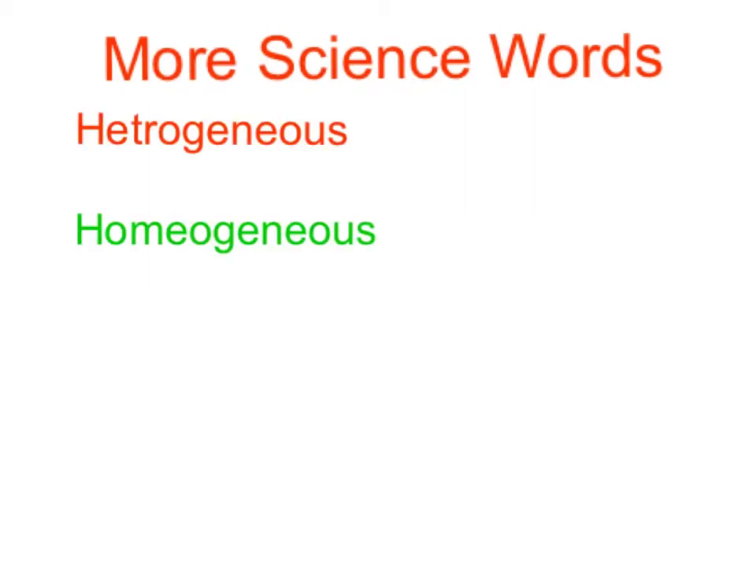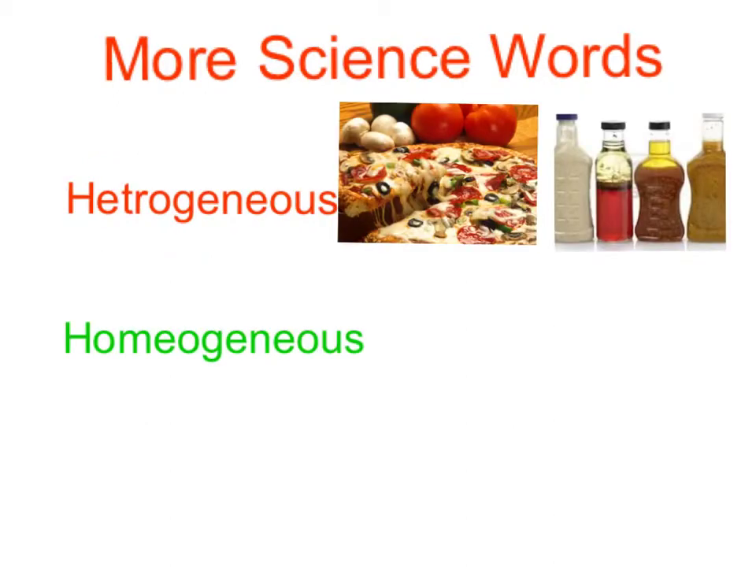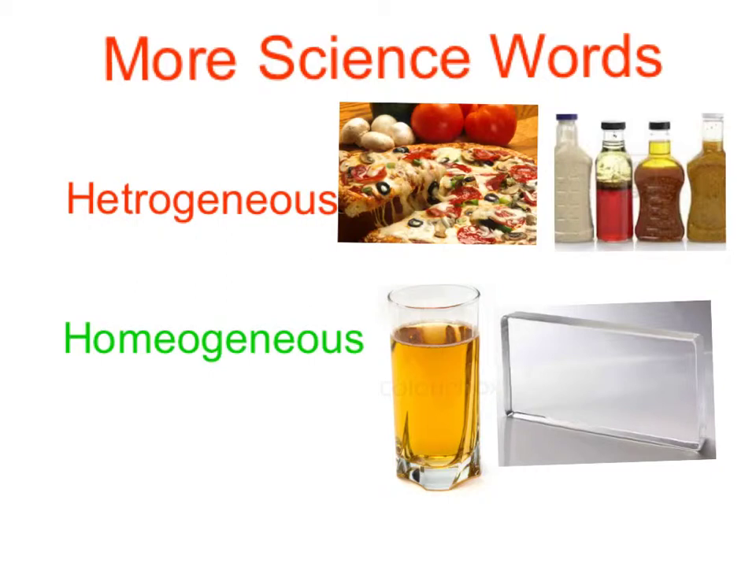More science words. You have already learned the words transparent, translucent, and opaque. Here are 2 more. If a solid or a liquid is heterogeneous, it is different throughout. If a solid or liquid is homogeneous, then it is the same throughout. Pizza and salad dressings are examples of heterogeneous. Apple juice and glass are examples of homogeneous.